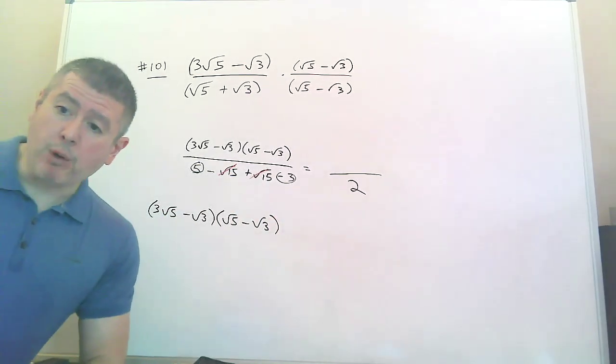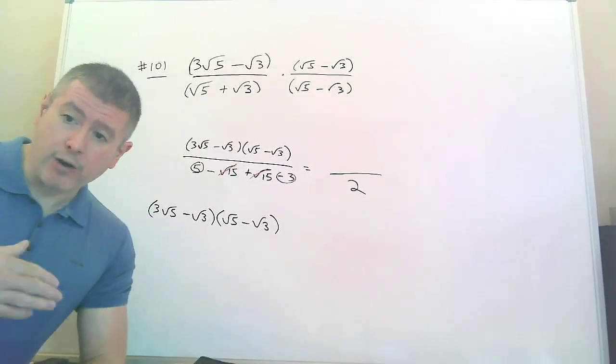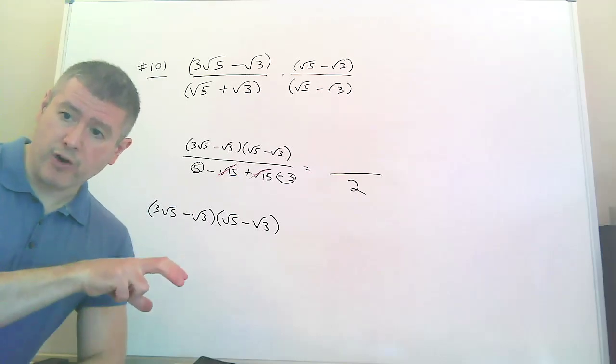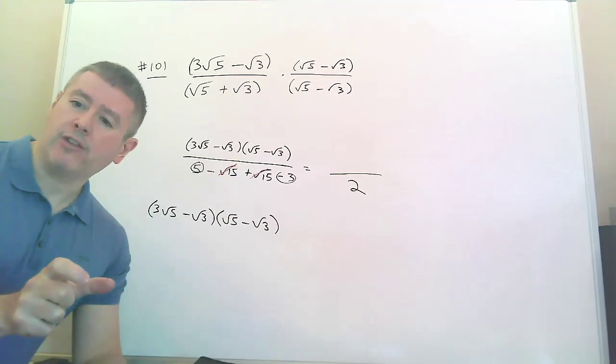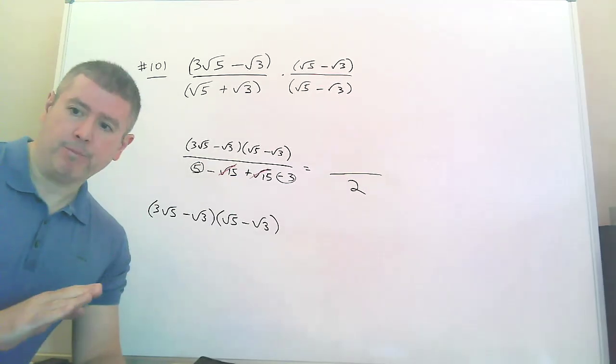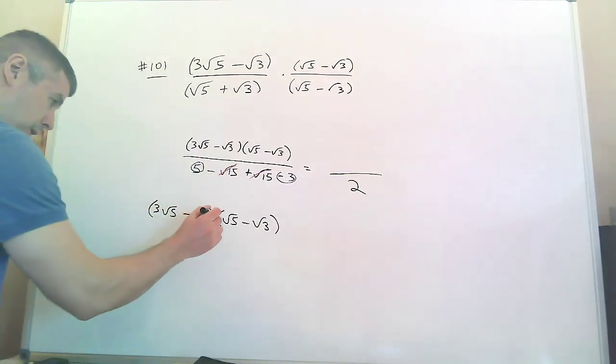Why? Because by multiplying by the conjugate, you created a difference of squares. So the inner and the outer crossed out. So all you had was what was in the front and what was at the end, the first and the last of your FOIL. The inner and the outer crossed out. So that product is much easier than this product. This product is much more complicated.